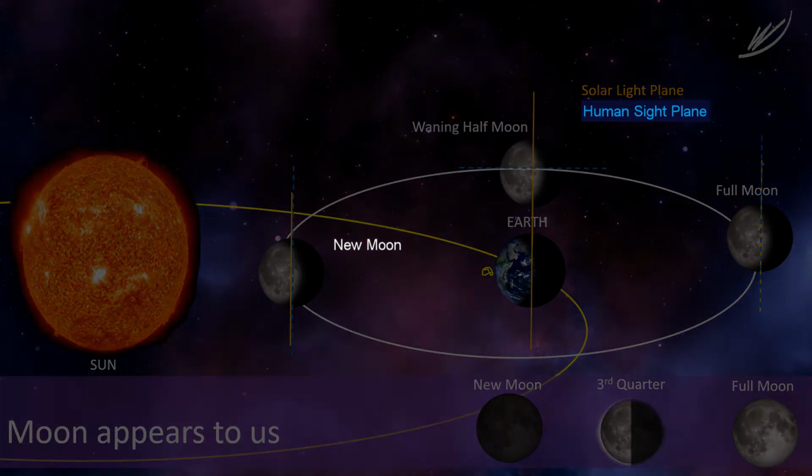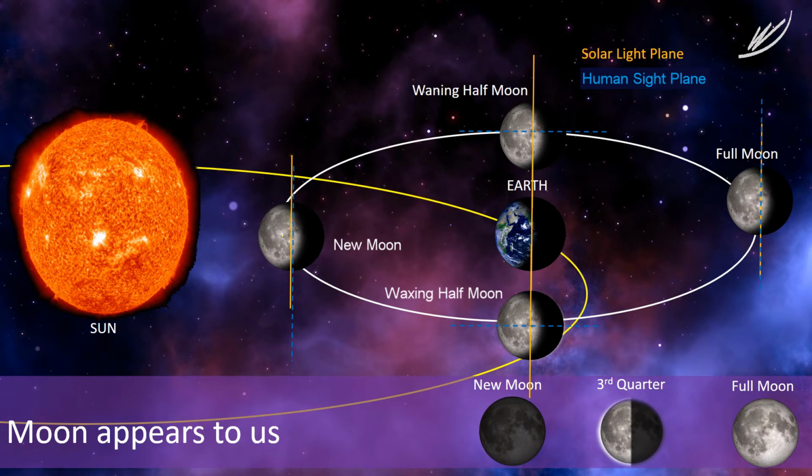From the new moon phase, the image of the moon that we see in the sky will start growing in the waxing phase. When the solar light plane and the human sight plane are perpendicular to each other, it brings the same effect as it has on the third quarter of the moon. The difference is that we will see the other quarter illuminated this time, which will appear to us as the right side half of the moon. This phase is called the second quarter moon.